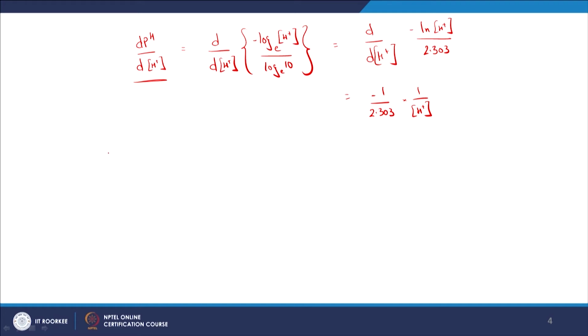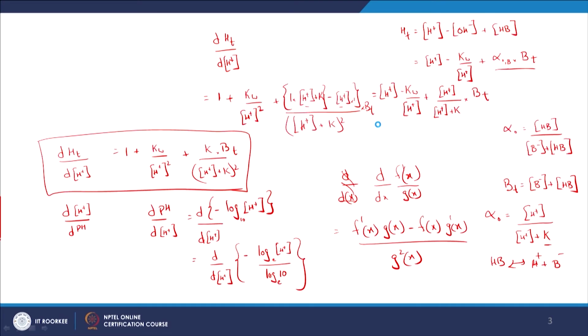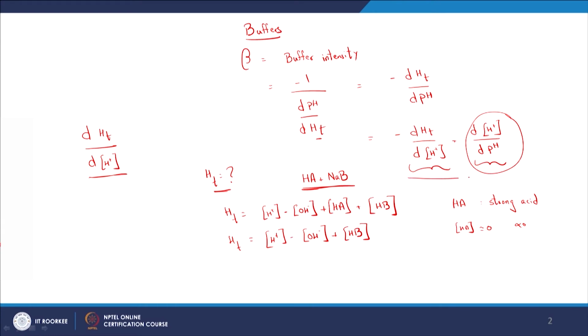But keep in mind, we are trying to calculate the derivative of h plus with respect to pH. So now that's going to be equal to minus 2.303 into h plus, right? So this is what we have. But again, keep in mind, what were we trying to calculate? We are trying to calculate this particular variable.